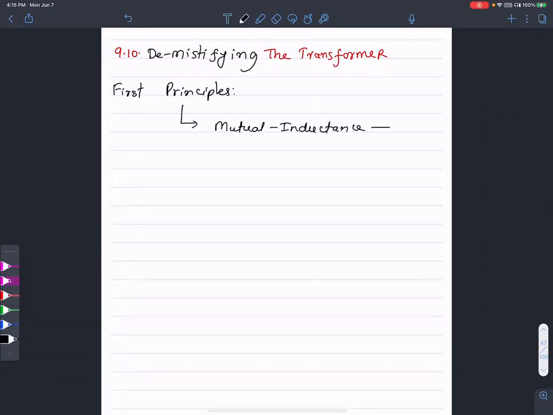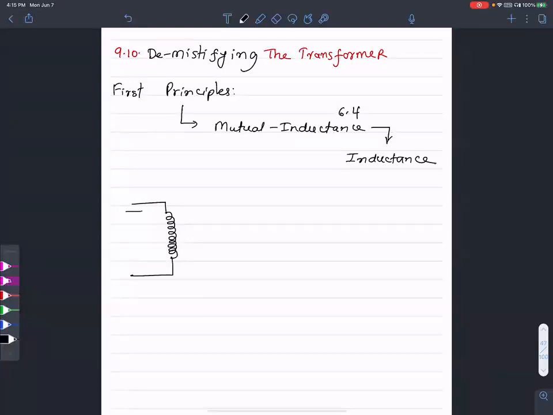Okay, when you bring two inductors close to each other, this is 6.4, and mutual inductance itself is an extension of the idea of inductance. Basically, you take a wire, wind it, that becomes an inductor.